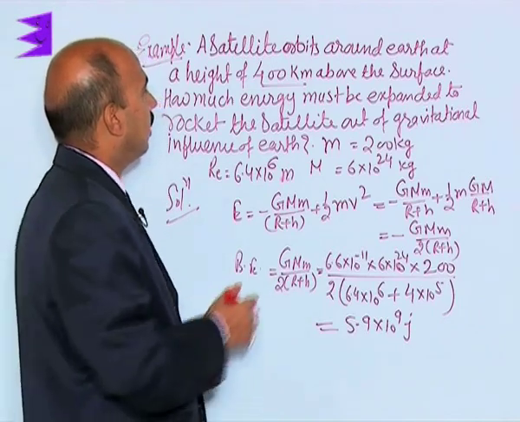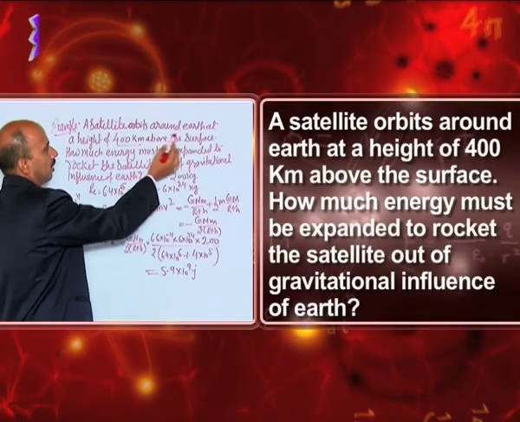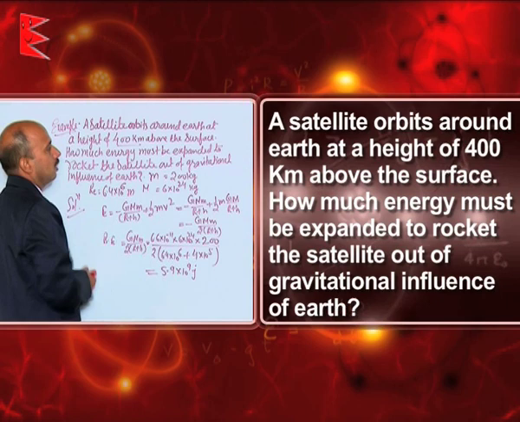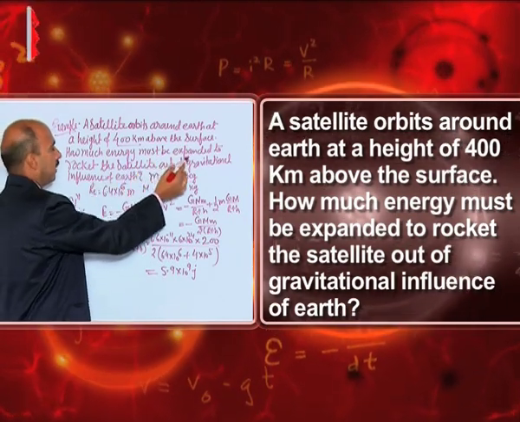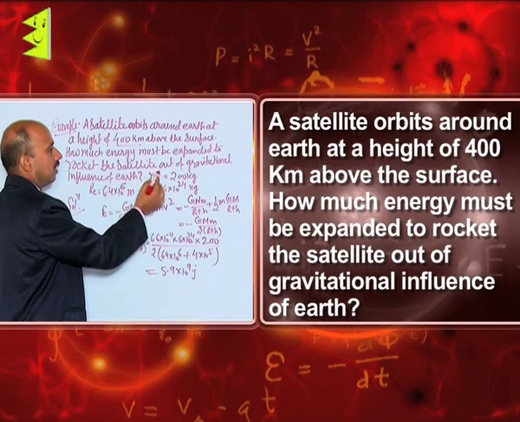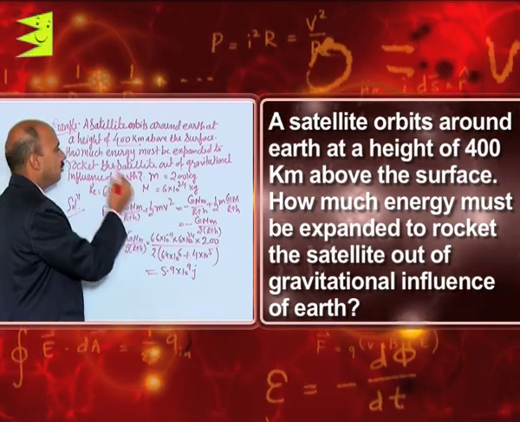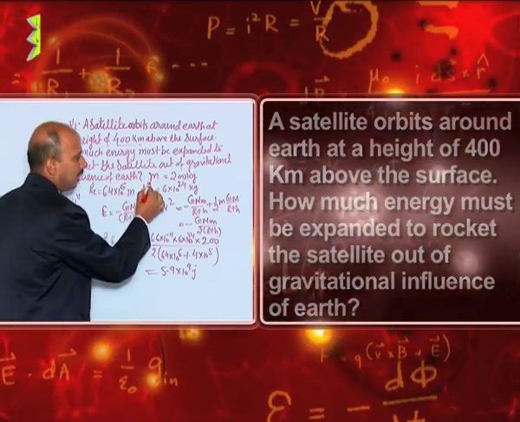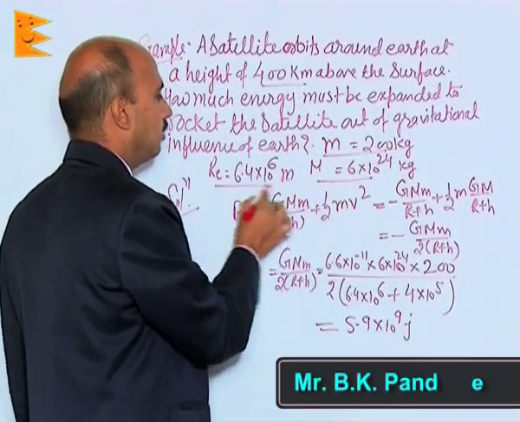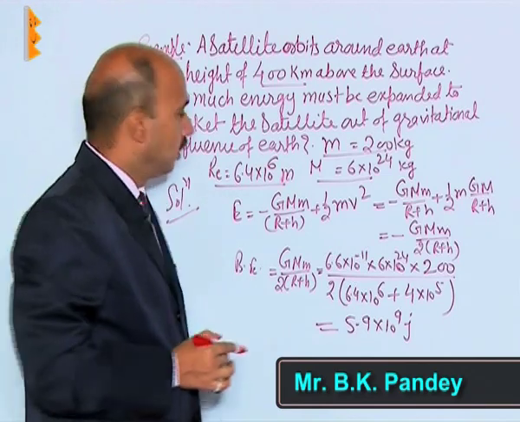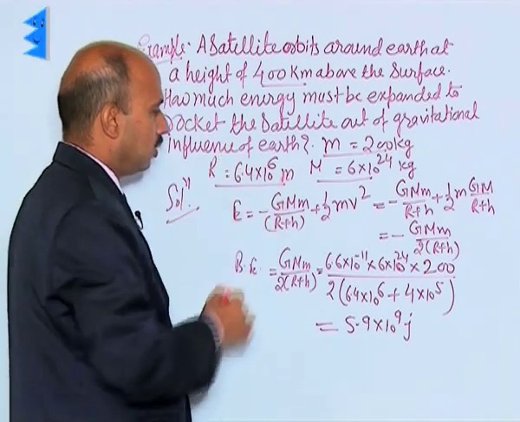Now see at this example, a satellite orbits around Earth at a height of 400 km above the surface. How much energy must be expended to rocket the satellite out of gravitational influence of Earth? Mass of satellite is given to you 200 kg, mass of Earth is this much, radius of Earth is this much. So we can write here the radius R is equal to this.